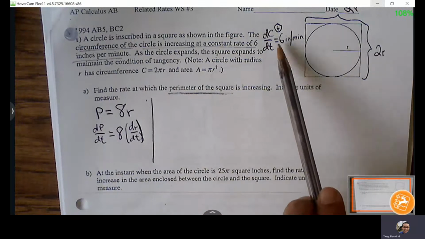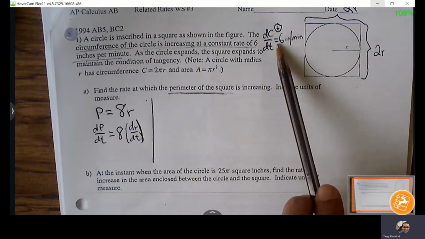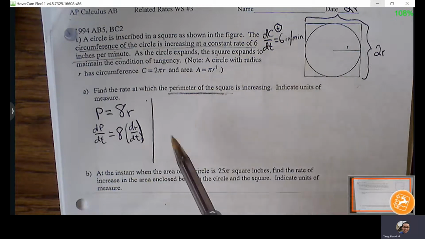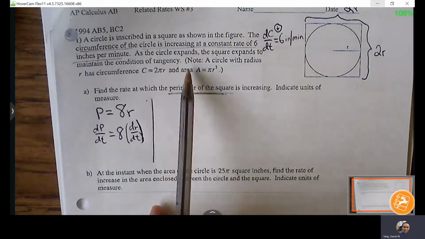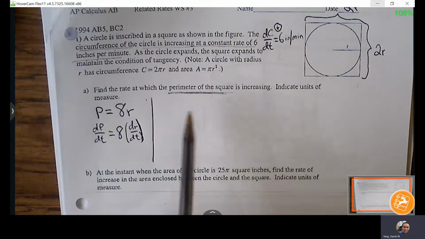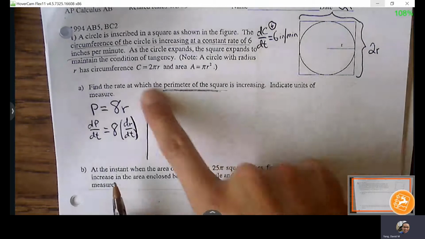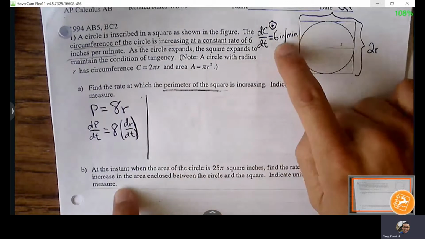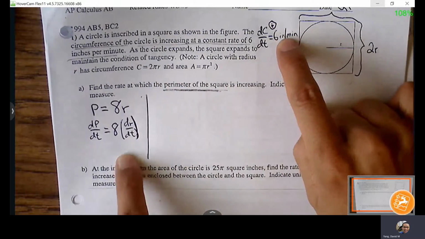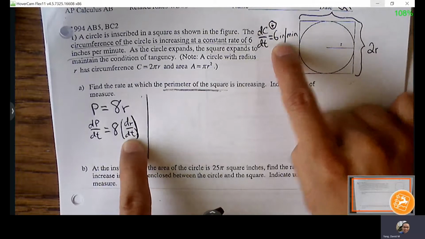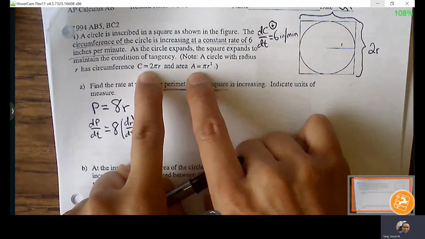They did give us dC/dt, so maybe there's a way for us to get that link. Well, we have our circumference and area equations. Why don't we find the derivatives, get all the calculus out of the way, and see where all the pieces could fit? This is the only value they gave us, and we have to find a way to make that connection because we don't have dr/dt. So maybe it's going to come from one of these equations.